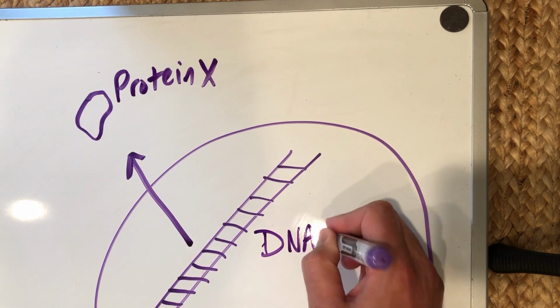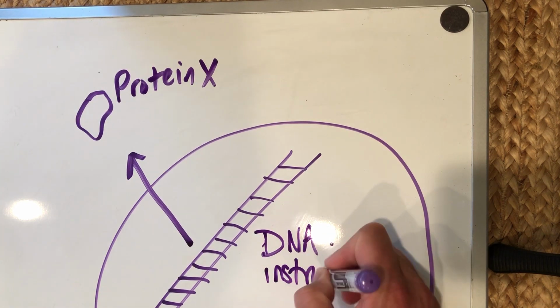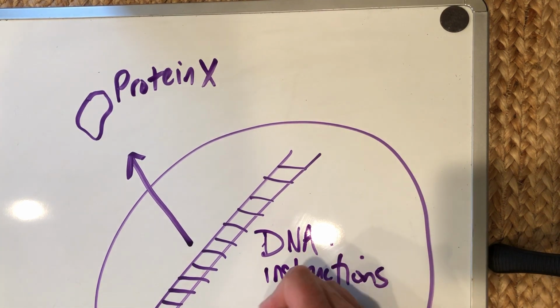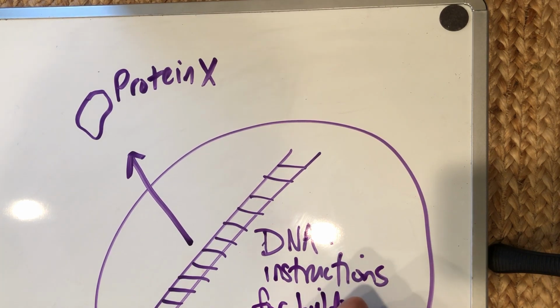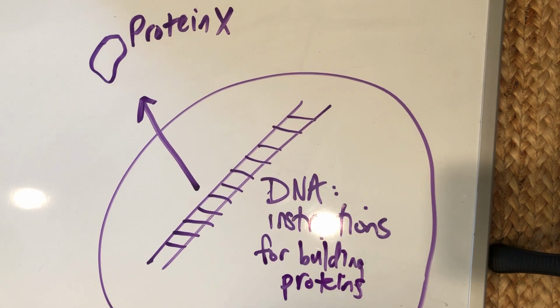DNA, instructions for building proteins. Right? Now, what do proteins do? The quick answer is proteins do almost all functions of cells. There is very rare a time when we see a catalytic function, a function that causes a reaction in a cell that's not involved with some sort of protein.